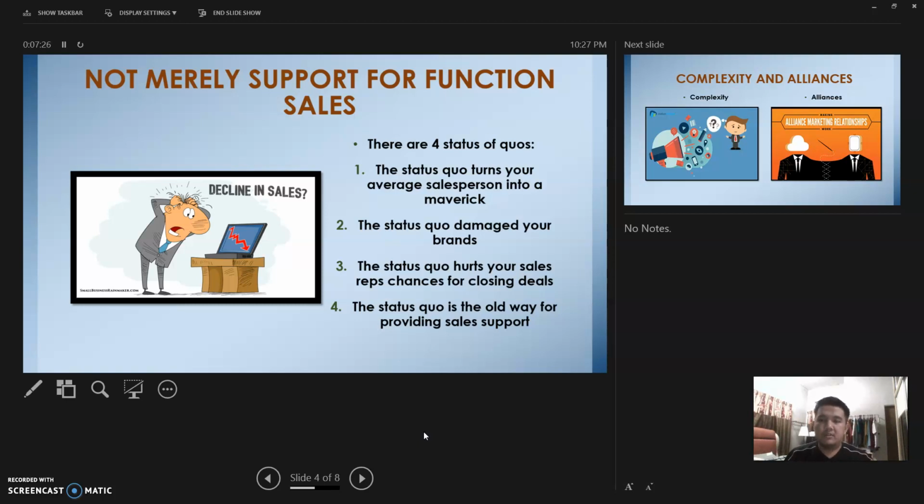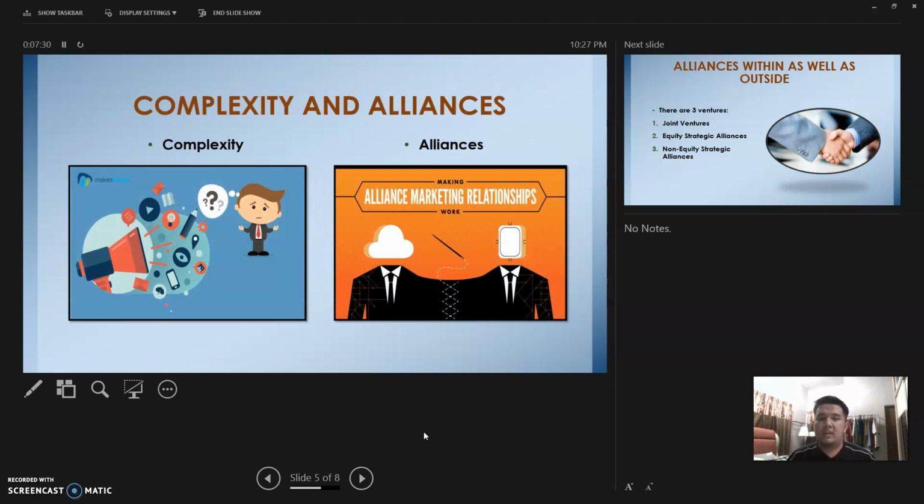In other words, let's go to the next slide, where I will talk about complexity and alliance. For complexity, what do you know about complexity? Solving the complexity of marketing is not just about making the next plan right.